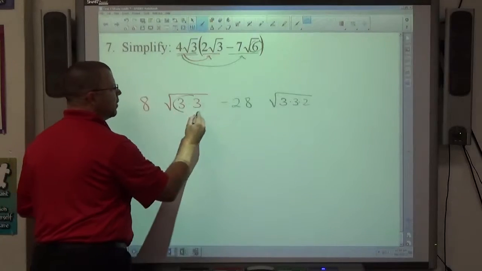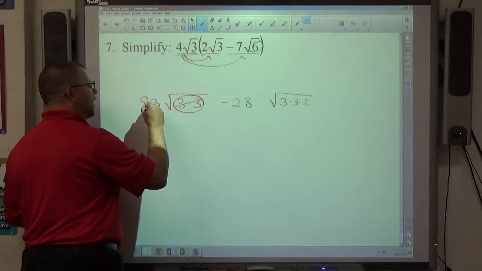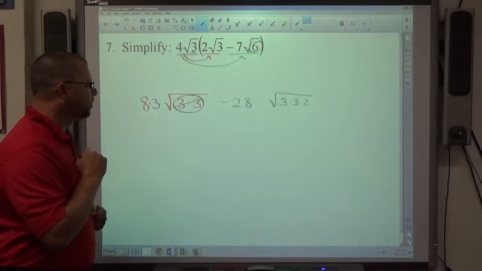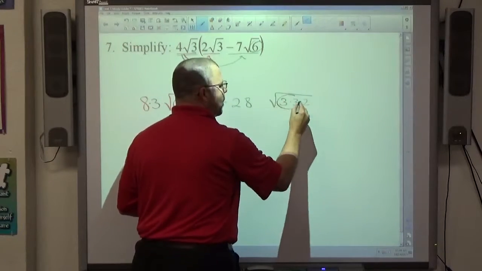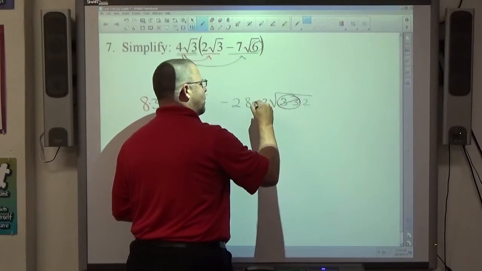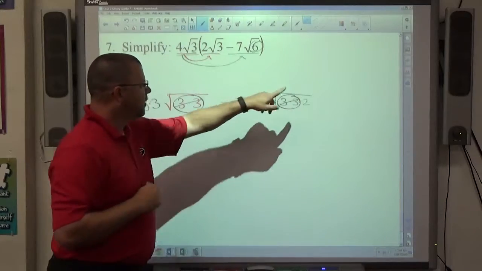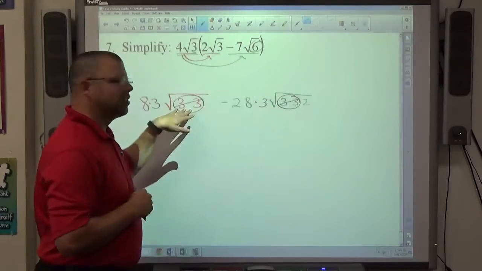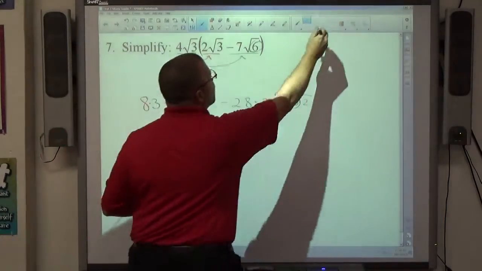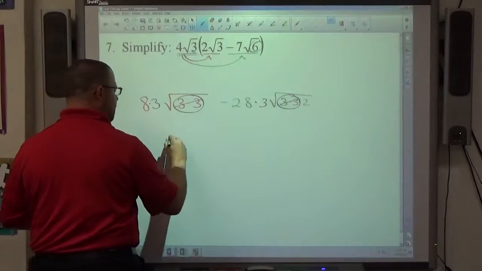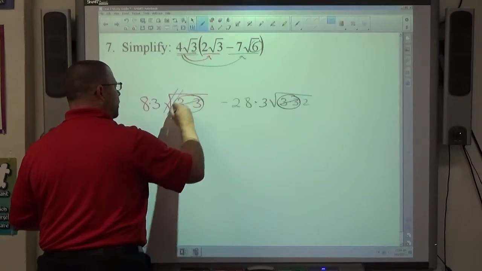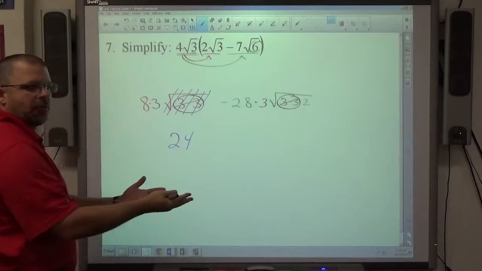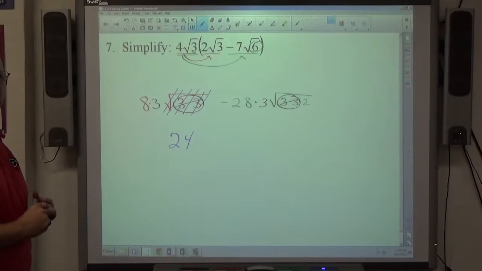I have a pair of 3's here, which means I get to pull a 3 out. That's going to multiply by the 8 that's already there. Same deal here, I got a pair of 3's, I can pull a 3 out, it's going to multiply by the 28 that's already there. This has a leftover 2 that has no pair, this has no leftovers whatsoever. So, the end result of this is 8 times 3 is 24, and the radical is just gone. If everything gets pulled out of the radical, there is no radical anymore.